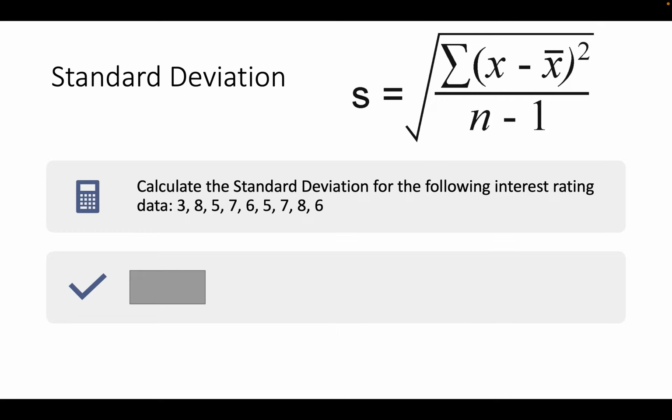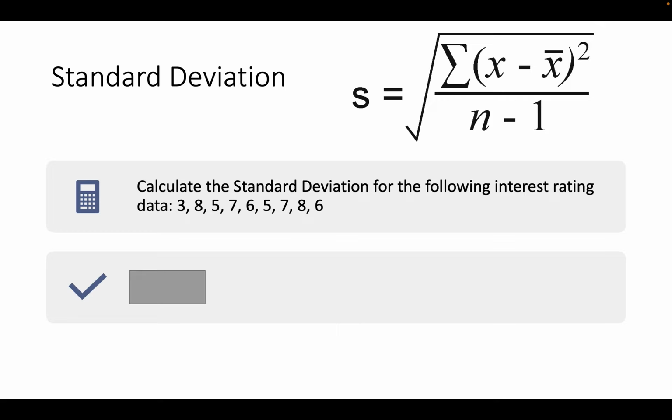All right, so the first thing we're going to do is calculate the standard deviation for the following interest rating data. So I want you to write down each one of these numbers: 3, 8, 5, 7, 6, 5, 7, 8, and 6. Then you're going to subtract your mean after you calculate it, of course, because I'm not going to give you that. After you have calculated your mean, you're going to subtract it from each one of those numbers and then square that value. After you've done that for each one of those numbers, sum them together. So add up all those numbers from when you squared the difference. Then subtract that by n minus 1.